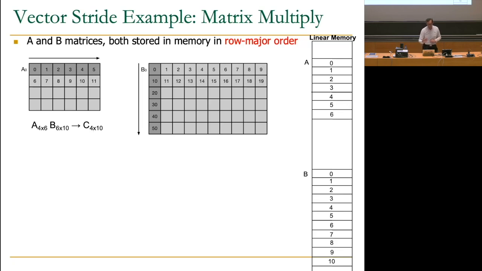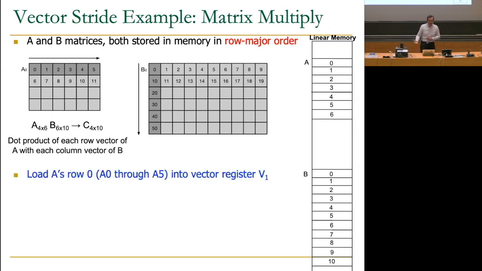Now, let's take a look at how you would do that. To be able to multiply these, what you really need to do is take the dot product of each row vector of A with each column vector of B. So in a matrix multiplication, to get one location in the C matrix, you need to take the dot product of row 0 of A with column 0 of B. So let's take a look. To be able to do that, you need to load A's row 0 into vector register V1, or whatever vector register, meaning A0 through A5, offset 0 through offset 5.